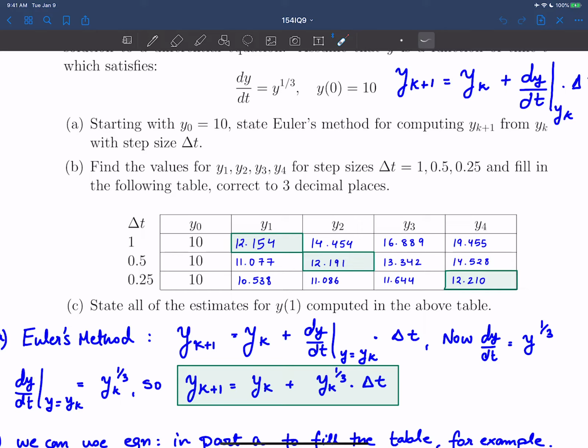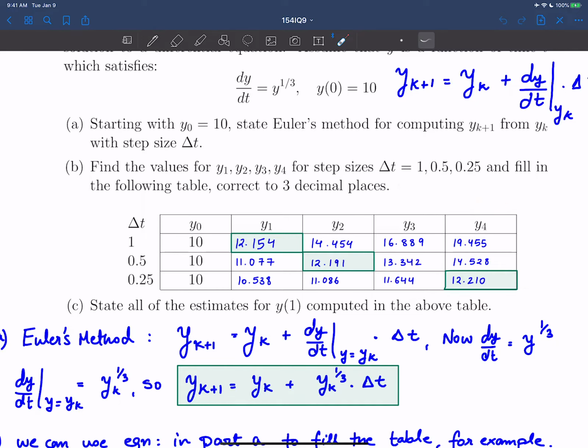Now that we have this equation, we can plug in the initial condition to find the next corresponding steps. What they want you to do in part B is find the values of y1, y2, y3, y4. What these subscripts are telling you is that when you start at y0, the next value you're going to estimate is called y1, and then the next one is called y2, dependent upon the steps that you're taking. So the first time, when you have y0, you take a step of delta t equals 1 for this case, and you get to y1.